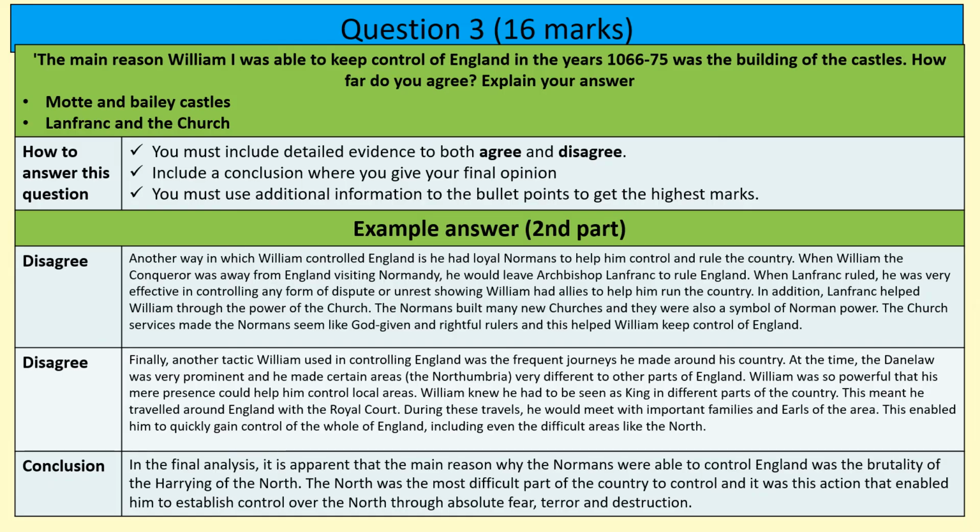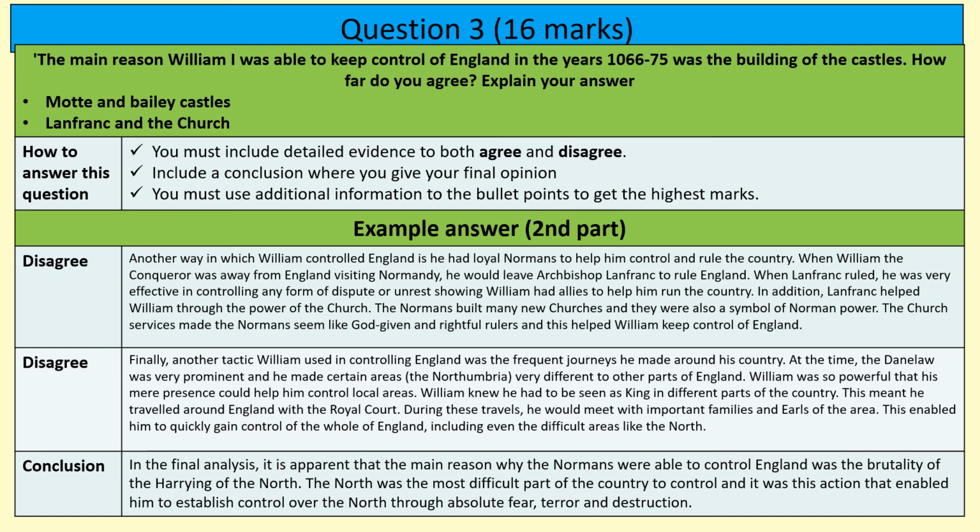Finally, another tactic William used in controlling England was the frequent journeys he made around his country. At the time, the Danelaw was very prominent. He made certain areas, like Northumbria, very different to other parts of England. William was so powerful that his mere presence could help him control local areas. William knew he had to be seen as king in different parts of the country. This meant he travelled around England with the royal court. During these travels, he would meet with important families and earls of the area. This enabled him to quickly gain control of the whole of England, including even the difficult areas like the north.